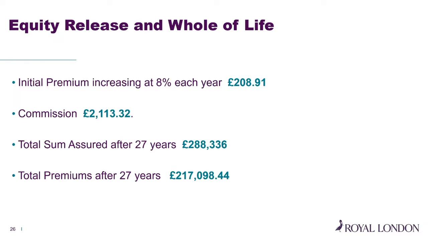But let's consider some numbers. We already know the sum assured increases to 288,336, but we've got to consider the premiums. Does that represent good value for money? So the total premiums from 208.91 up at 8% grow to 217,000. When I look at that, I think to myself, yeah, absolutely, that represents decent value for money. So total premiums 217,098.